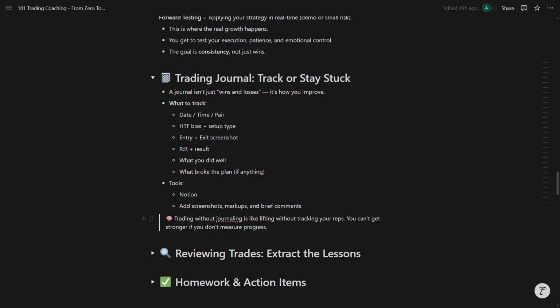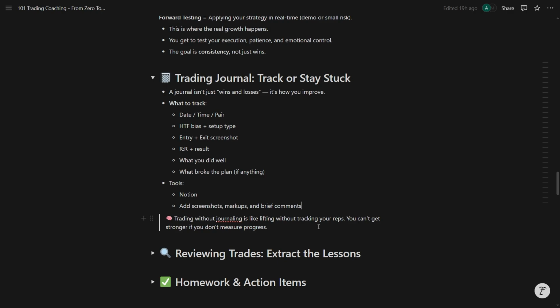You have to keep in mind that trading without journaling is like lifting without tracking your reps. You will not get any stronger if you don't measure progress. You need to track everything, because here is where you will improve. You will not improve by finding a new strategy. You will not improve by anything except your trading journal. That's how important it is.